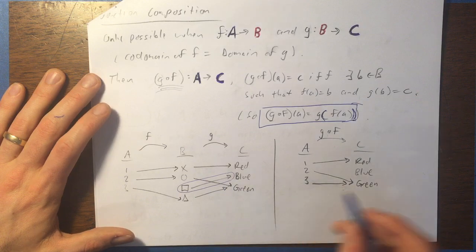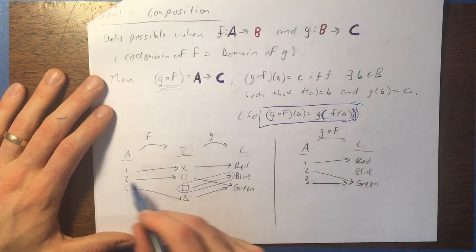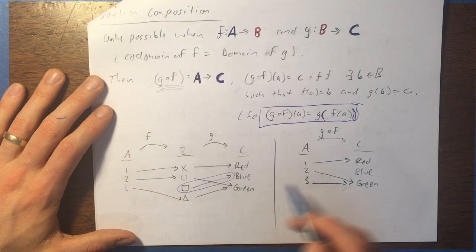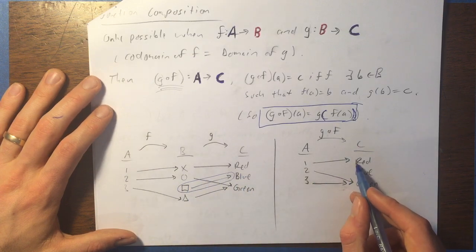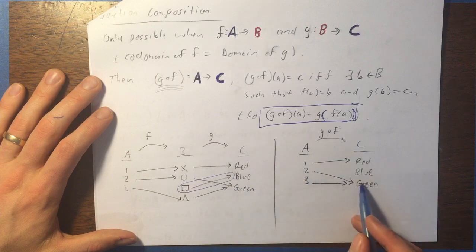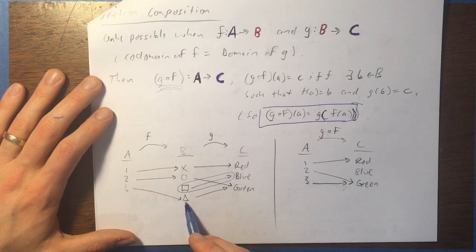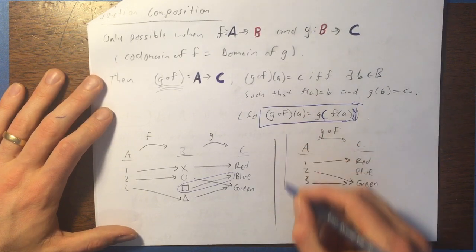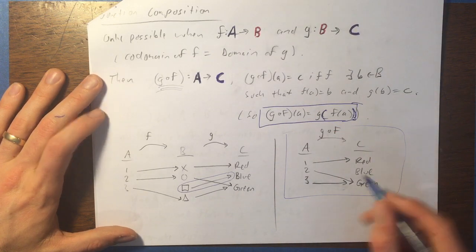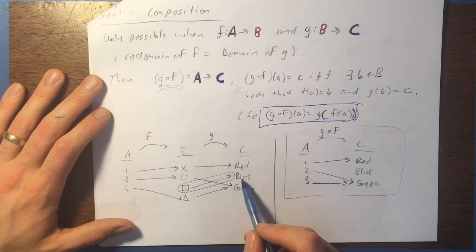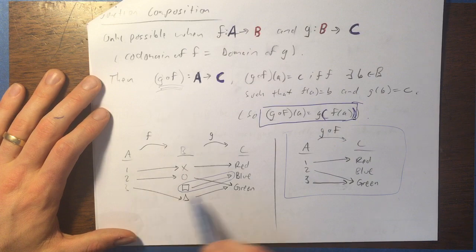That doesn't matter. When you take the composition, all you do is you follow the arrows through. So 1 is going to map to X, which in turn maps to red, and so therefore 1 maps to red. 2 maps to circle, which in turn maps to green, so 2 is going to map to green. 3 goes to triangle, which maps to green, so 3 is going to map to green as well. And in the composition here, nothing actually ends up mapping to blue. Even though something did map to blue in G, it doesn't end up being included in the composition.